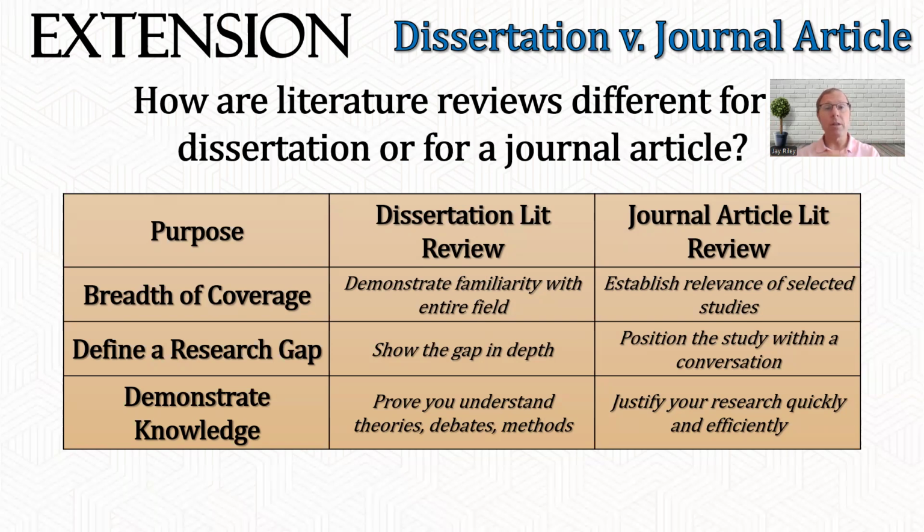Whereas in a journal article, you're simply positioning your study. You're highlighting the relevance of your study, and you're just justifying your research. Whereas in a dissertation, you're going to take the title of doctor. So you need to prove that you understand the theories relative to this particular area, debates surrounding it, and also different research methods, because you're going to, of course, be examining these different studies, probably many of which employ different approaches.